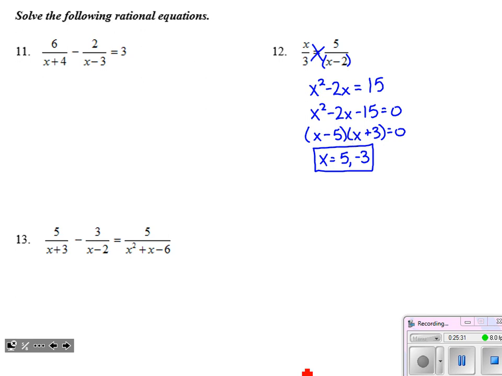Now, to solve rational equations, we want to establish the least common denominator among all involved parties here. So I've got a piece, and when I say piece, I mean factor, that's x plus 4 as a denominator, a factor that's x minus 3 as a denominator, and on the right-hand side, it's just 3 over 1. It has no denominator visible from the onset. So my least common denominator is going to be x plus 4 and x minus 3.